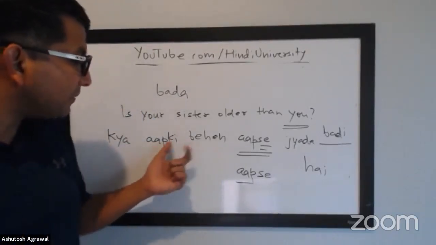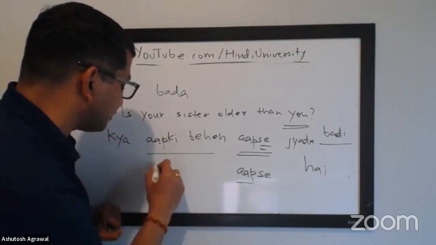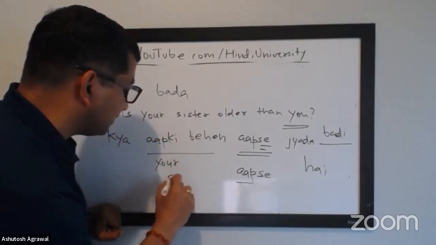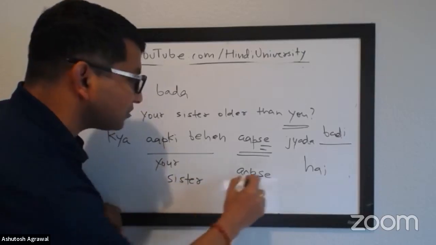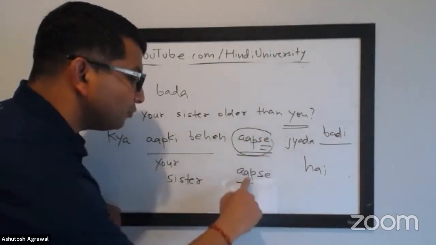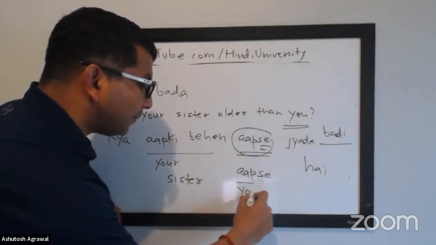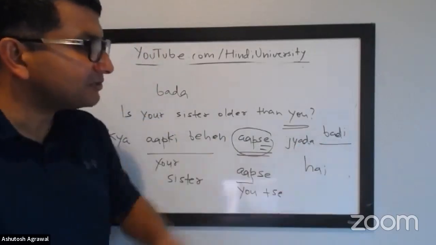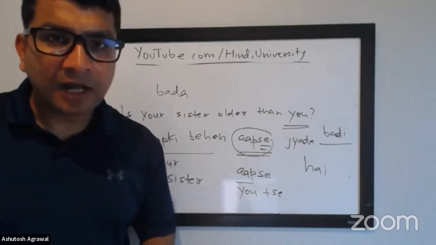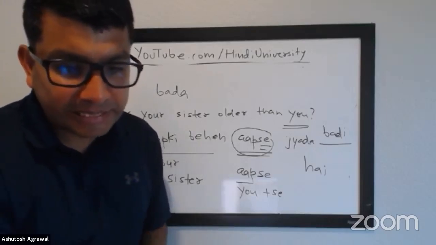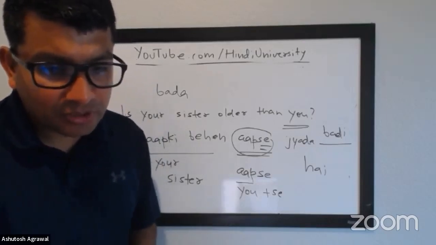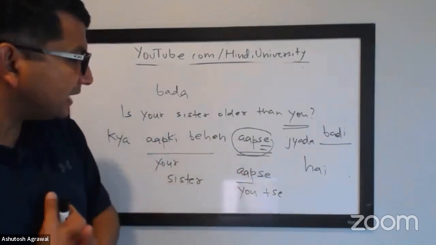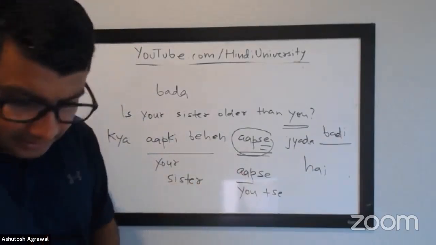So क्या आपकी बहन, which is your sister, and then comparing against you is nothing but aap, followed by se, aapse zyada, and then this concept of using bada or badi when you're comparing the age. This can be tricky, so if anybody has any question, don't hesitate.